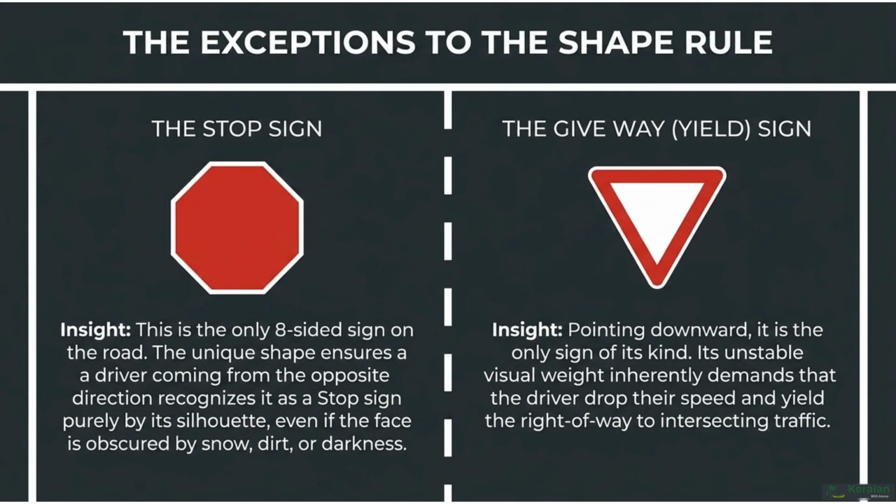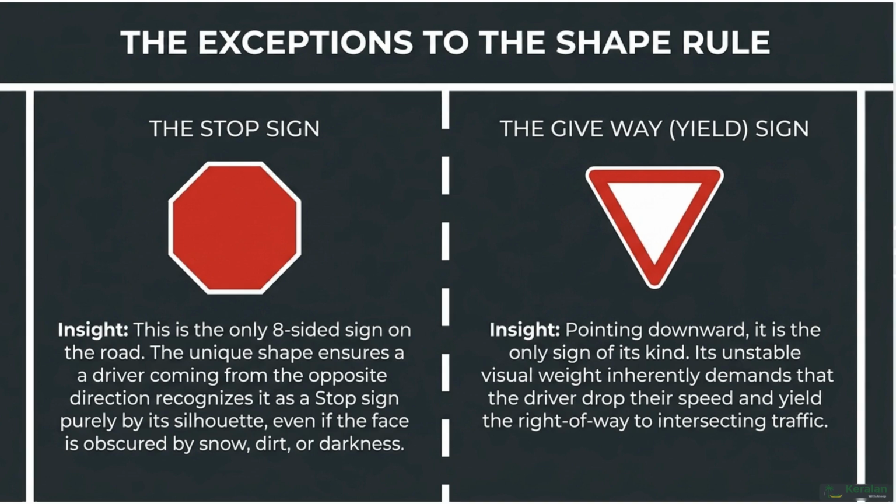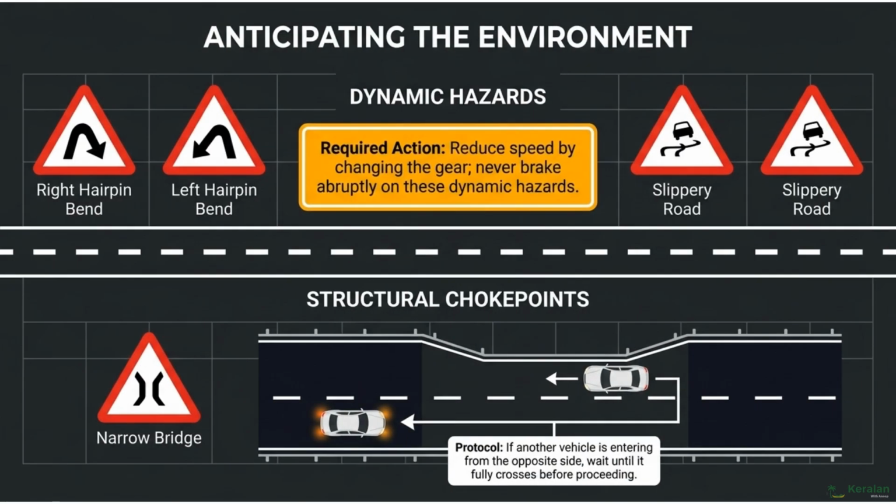Some signs break the shape rules for safety. The octagonal stop sign is uniquely shaped to be recognized even in poor conditions, while the inverted triangle demands you yield right of way. Anticipating the environment is key.